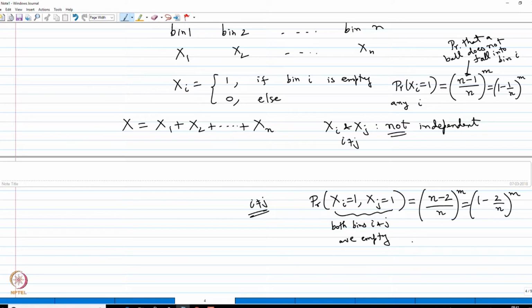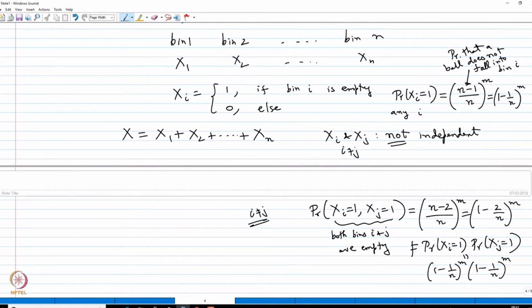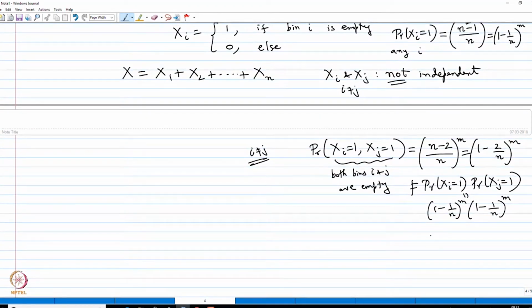Okay, so right off the bat, you can see that this is not equal to the probability of xi equals 1 times the probability that xj is equal to 1. Okay, so what is this guy? This guy is 1 minus 1 by n to the power m times 1 minus 1 by n to the power m. If you want to write it as power m, this will be equal to 1 minus 2 by n plus 1 by n squared, to the power m. Okay, which is clearly not equal to 1 minus 2 by n to the power m.